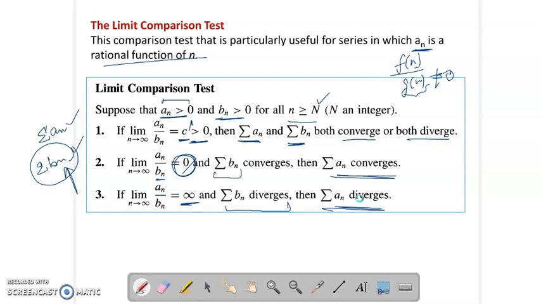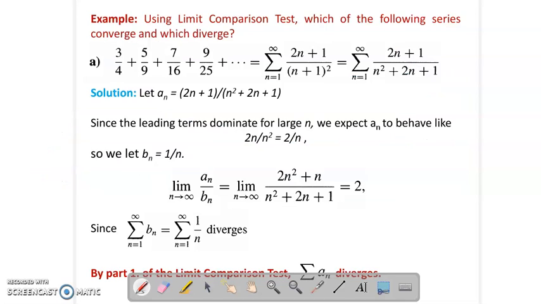So let's solve a problem for the first part of the limit comparison test. Using the limit comparison test, which of the following series converge and which diverge?